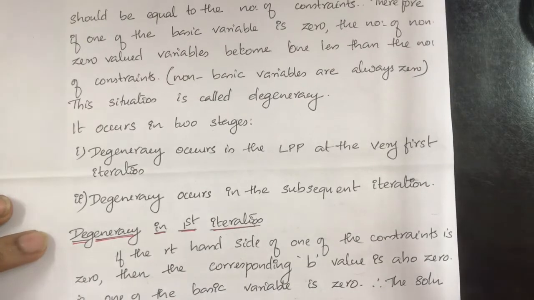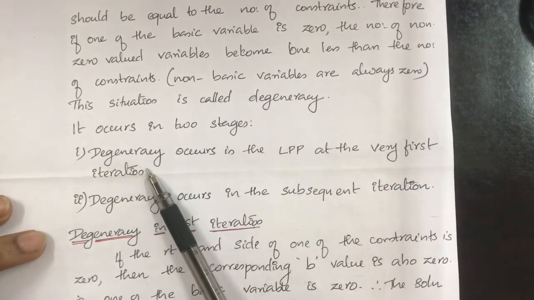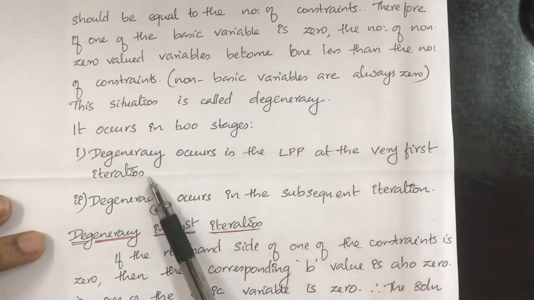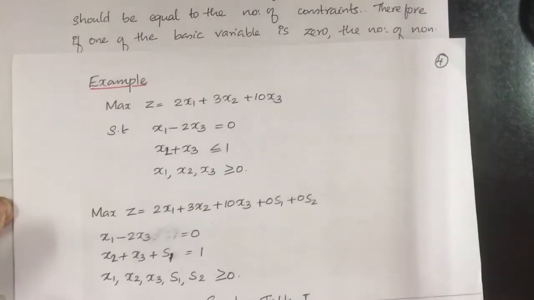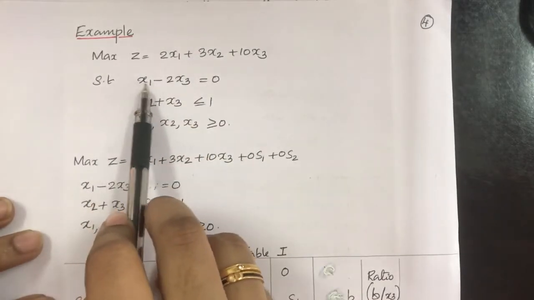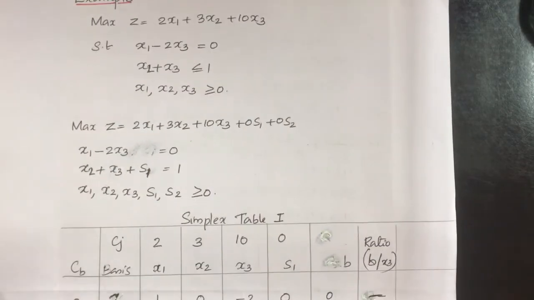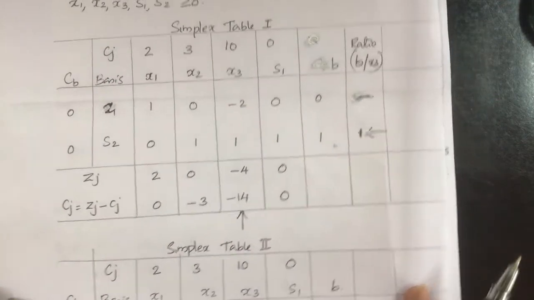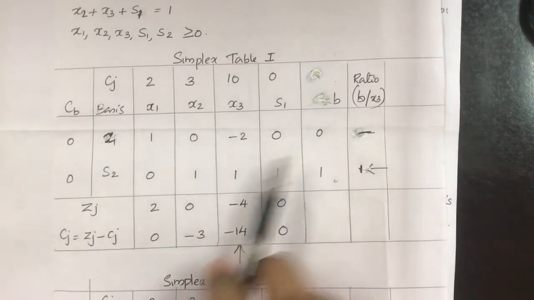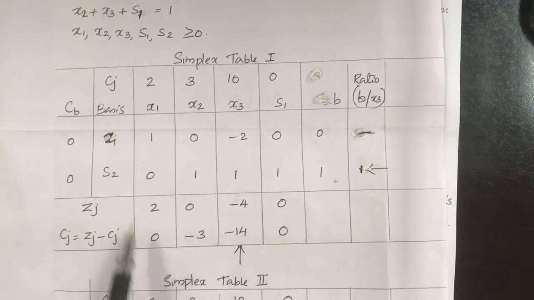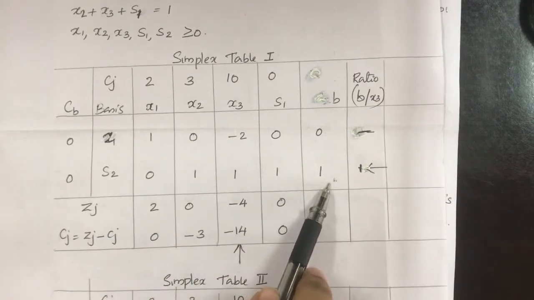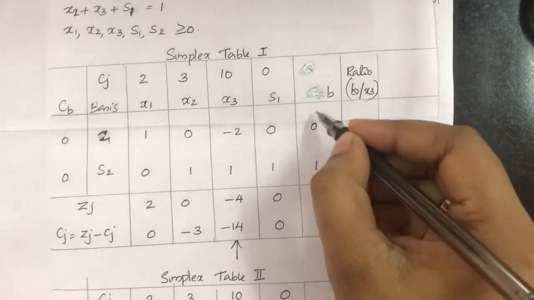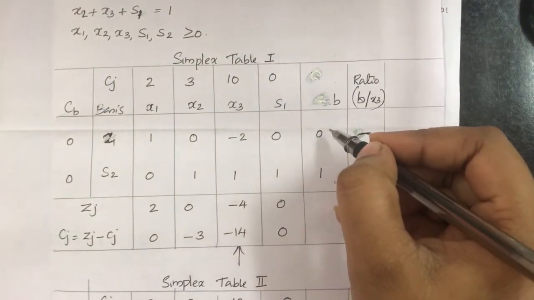This reduces the efficiency of the simplex method. Actually, degeneracy can occur in two types or two stages. Degeneracy occurs in the LPP at the very first iteration, and degeneracy occurs in the subsequent iteration. We will look at one example for degeneracy at the very first iteration. This is a question. Look at this one, the equation's right hand side is 0. So in the first table when we are writing, x1 is 0 in the initial solution, even though it is not optimum. What is the initial basic feasible solution? X1 equal to 0 and S2 equal to 1. So one value is 0. That is the degeneracy in the first stage.